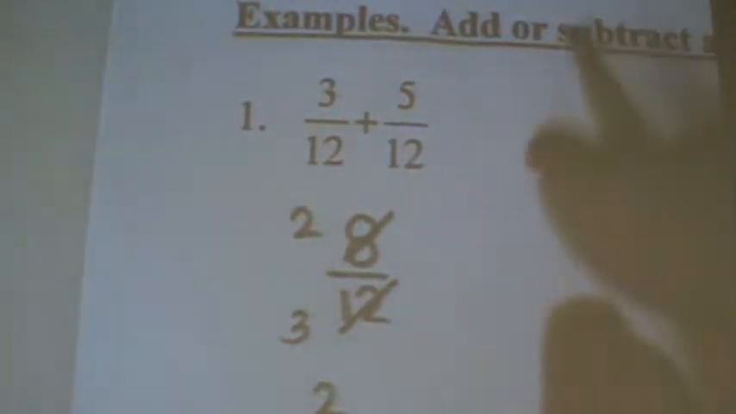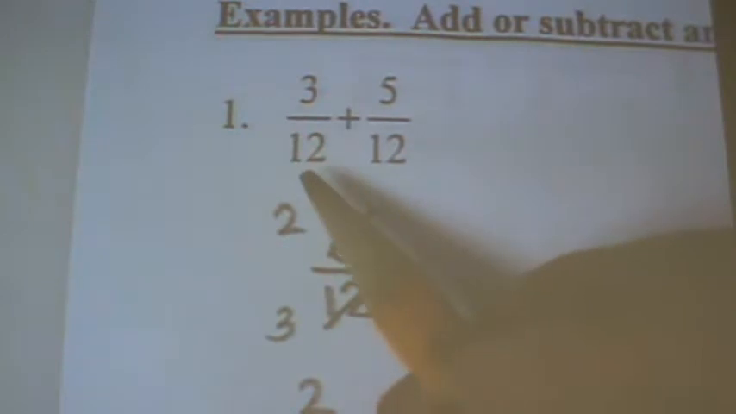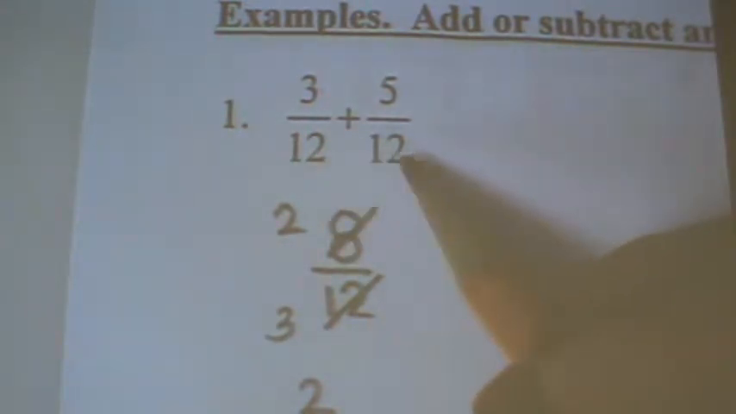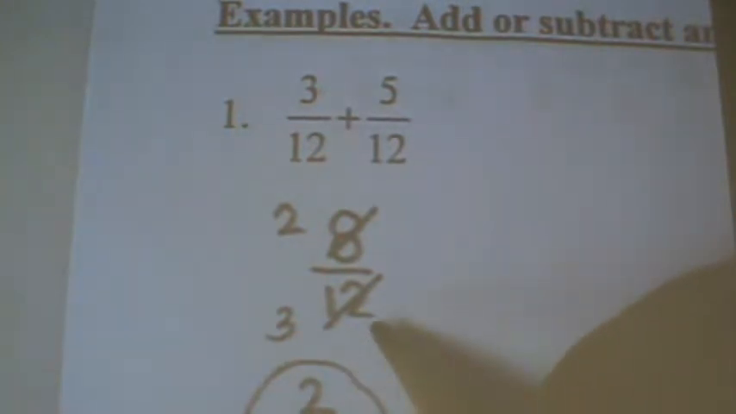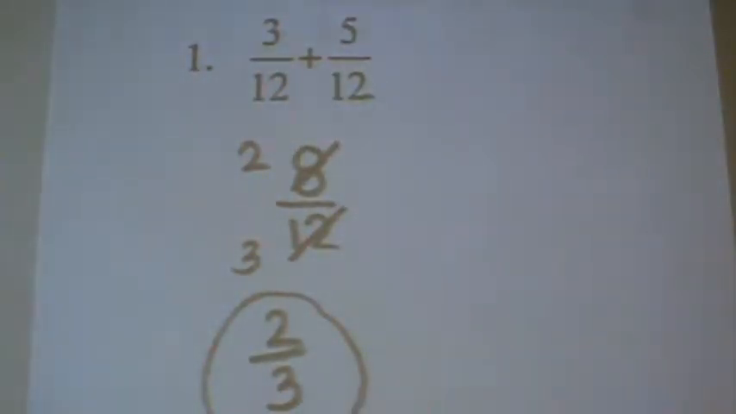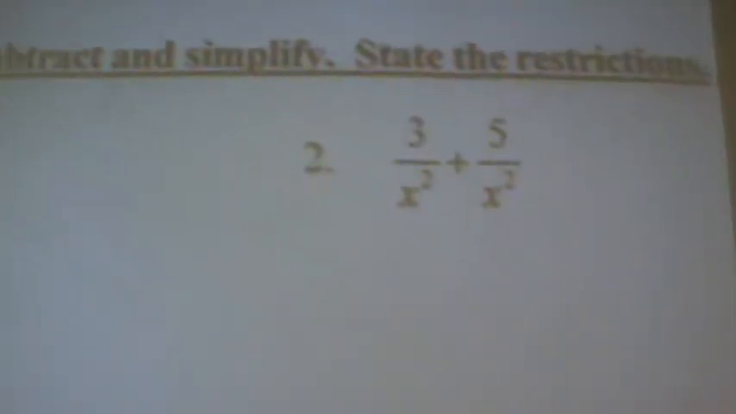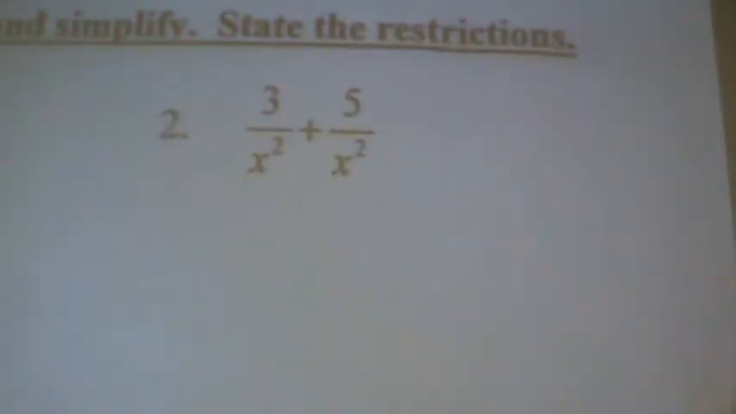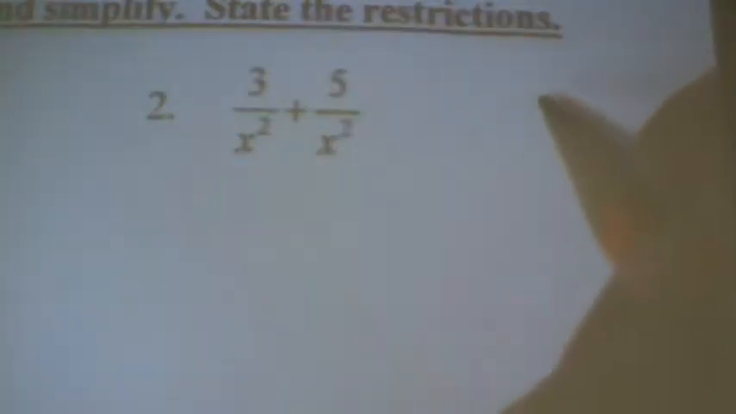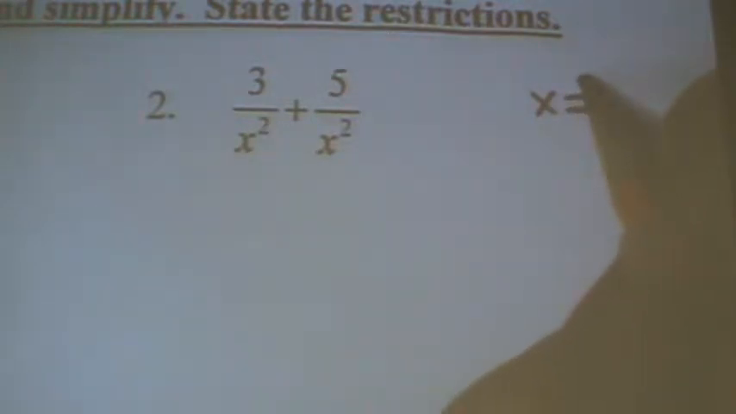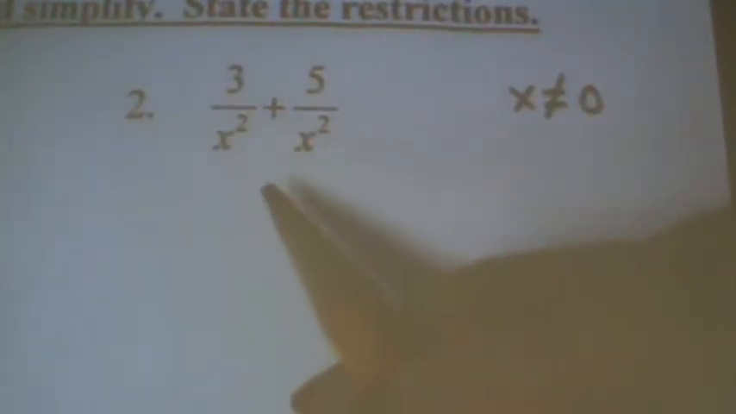Now, is there any restriction here? No, there is no restriction because there's no variable in the denominator. So we added these two fractions and we simplified, but we don't have a restriction. But now, number 2, we do have a restriction. What can't x be? X cannot be 0. Why can't it be 0?